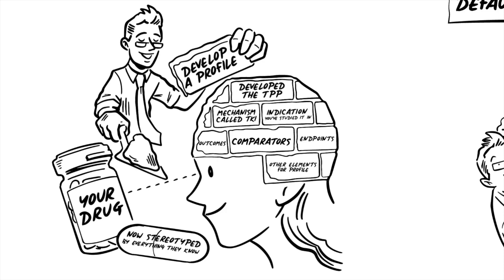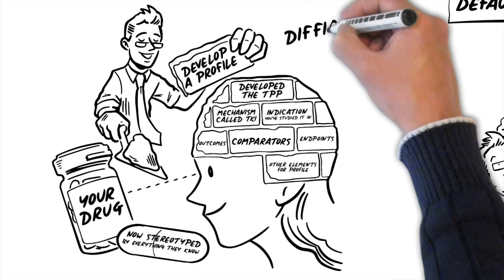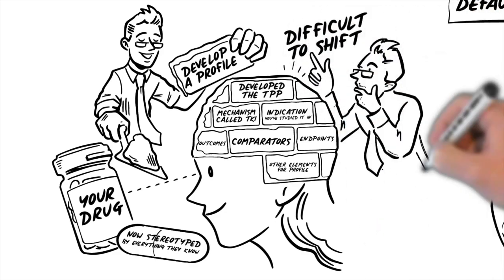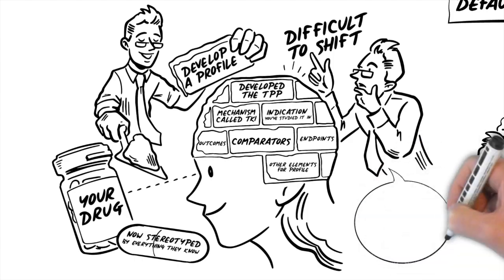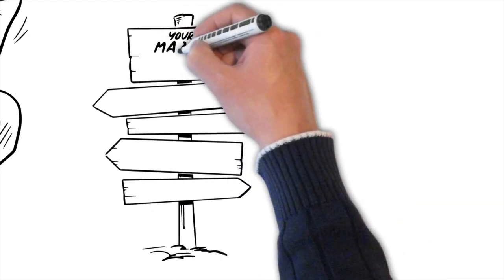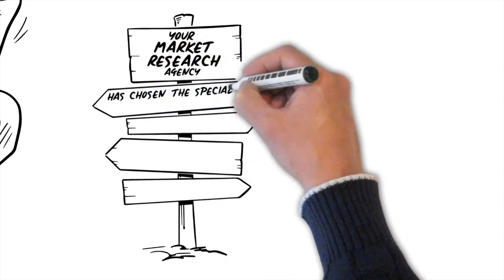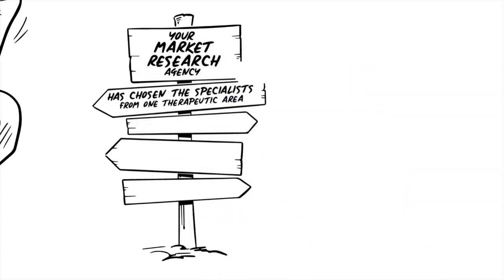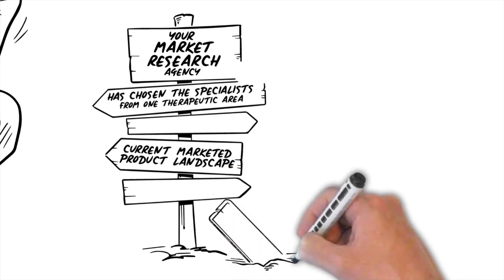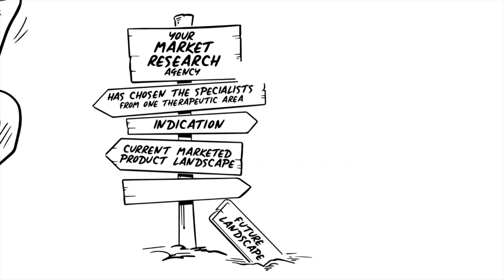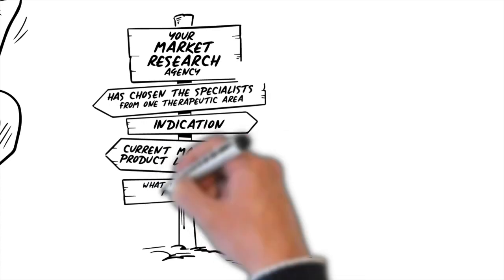Once you've done that, you've framed your drug in such a way that it's very difficult to shift them into a different way of seeing it. You've engaged their rational brain, and now you're going to ask them to think differently about where they would position that drug. The other things that you've done are probably, your market research agency has probably also chosen the specialists who you're going to ask to tell you about this drug, probably from one therapeutic area. You probably also asked them to consider that drug versus the current marketed product landscape. Not the future landscape, but the current product landscape. So you've chosen an indication, you've chosen a set of specialists, and you've chosen the current competitor set. And you've then shown them what you're expecting to study with the drug.